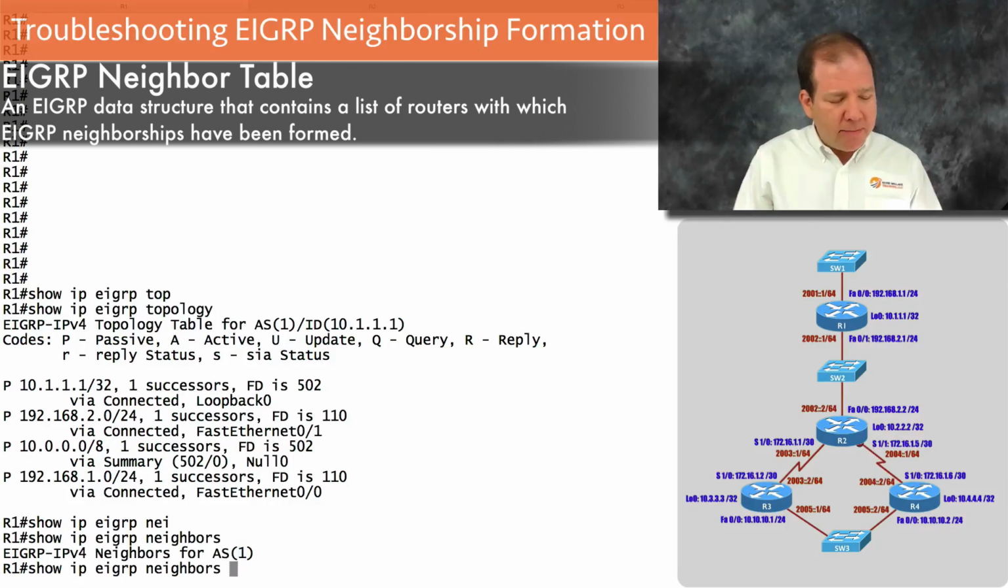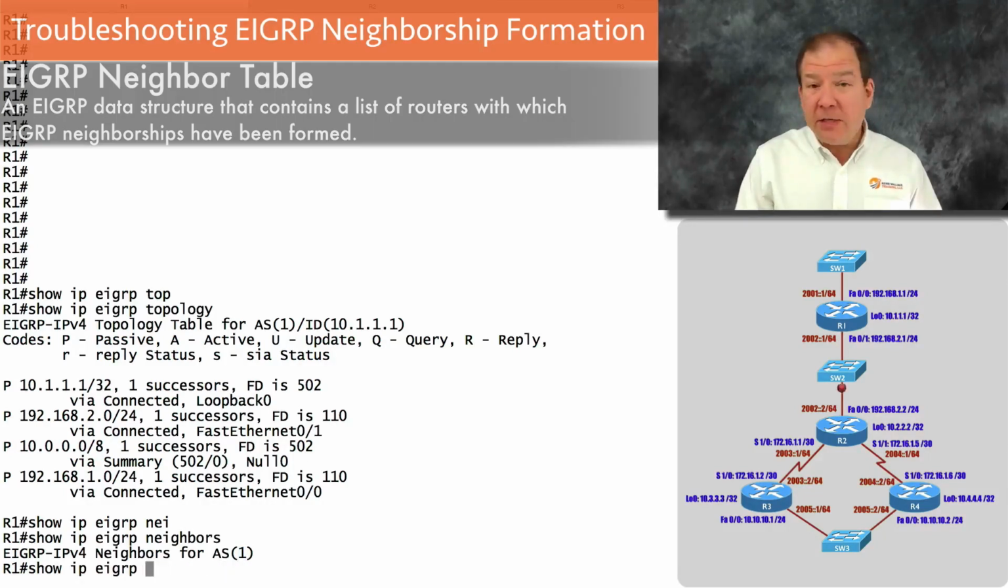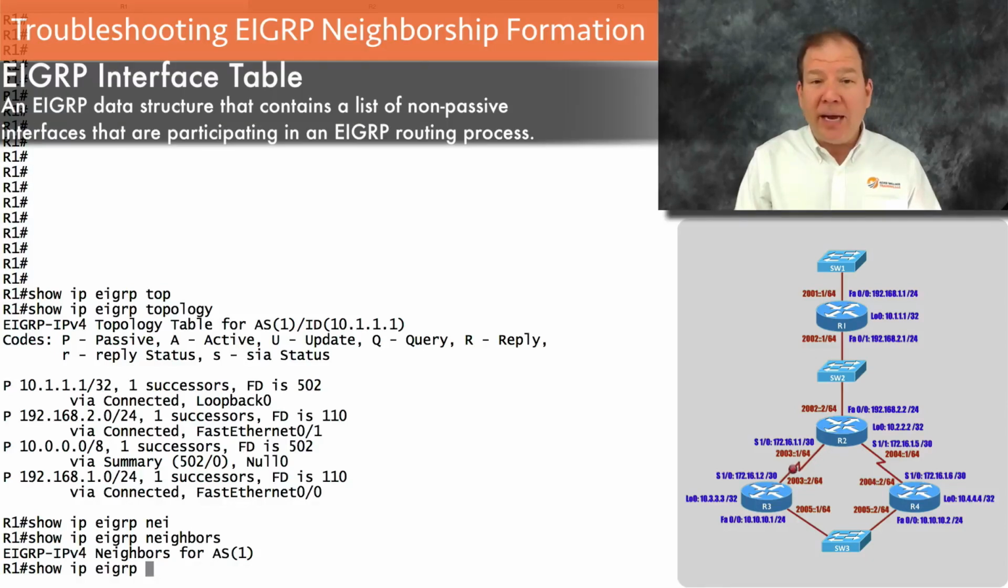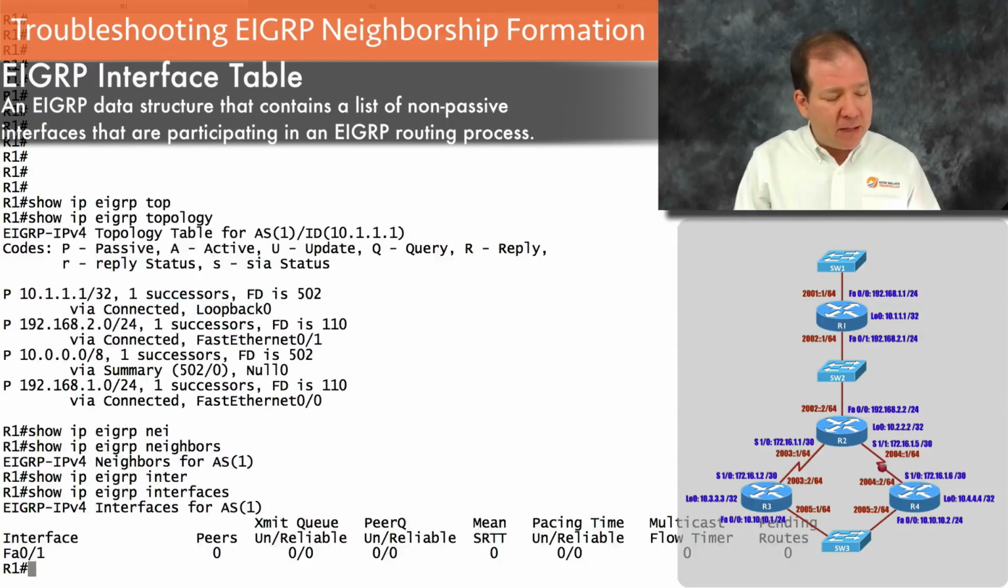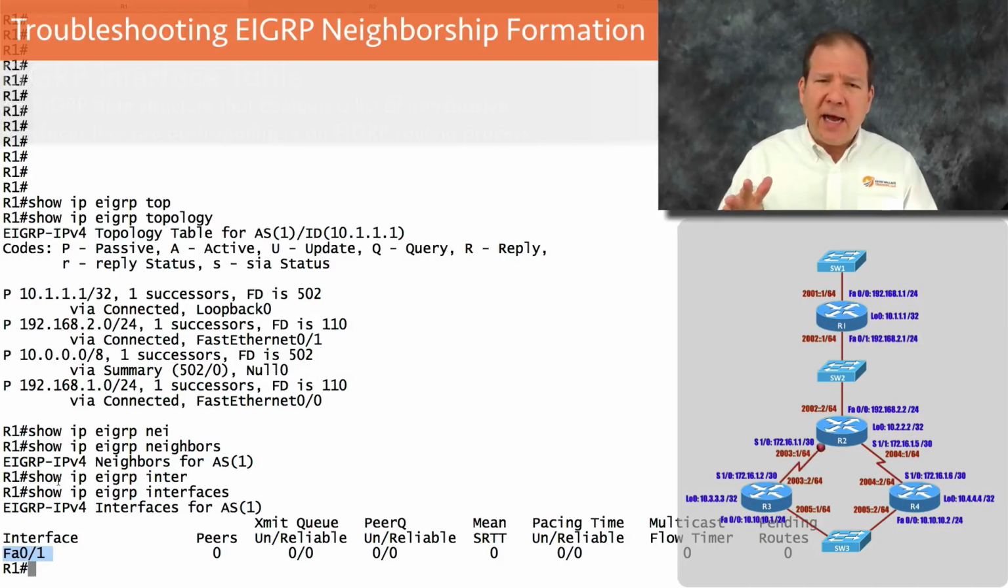I can also say, show me the interfaces participating in EIGRP. Show IP EIGRP interfaces, and it shows one. It shows that interface Fast Ethernet 0/1 is participating. Now, if you take a look at the topology, you see that I've got a network of 192.168.1.0/24 connected to Fast Ethernet 0/0. Is that interface not participating in EIGRP? Are we not going to be advertising that network?